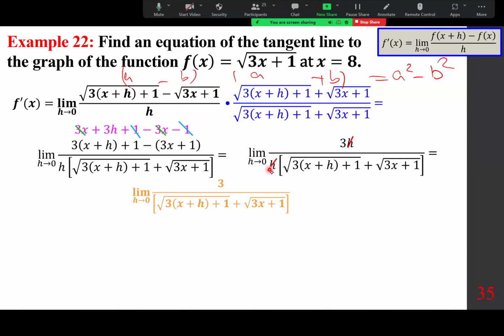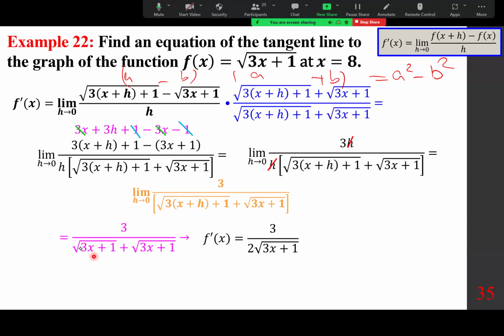We are ready to plug in 0. If I plug in 0 here, this becomes 3x plus 1. And therefore, these two become identical if I plug in 0. By the way, you carry the limit sign. Notice over here, when I replace the h with 0, I drop the limit sign. This is where you drop it. So 3 over the same thing times 2. In other words, 3 over 2 square root of 3x plus 1.